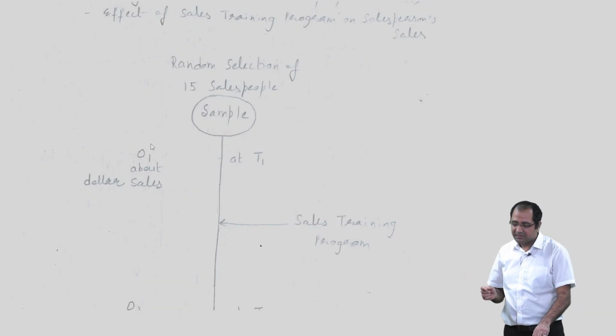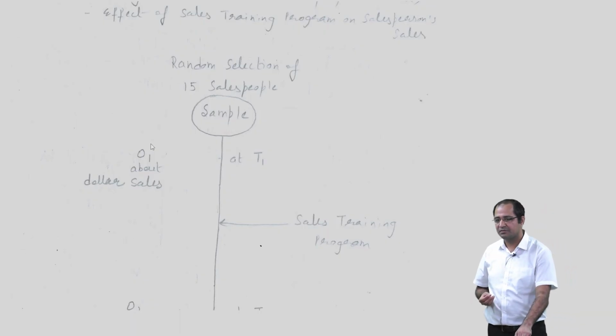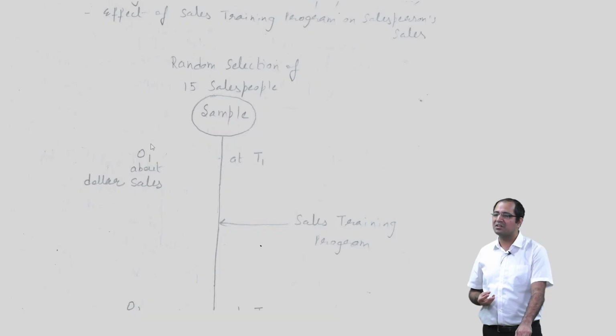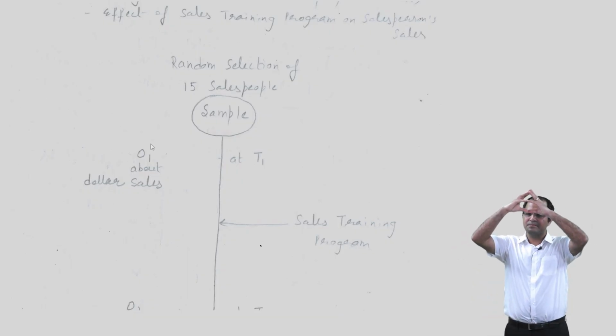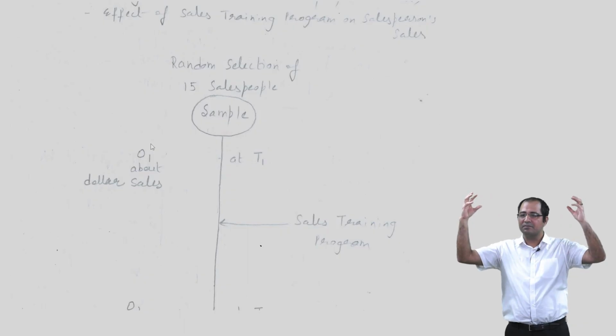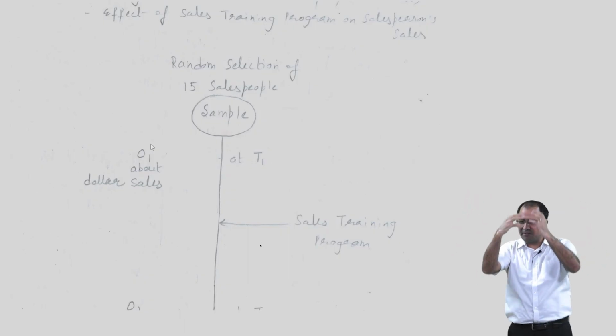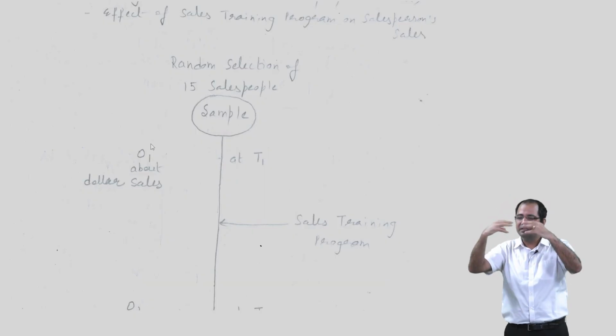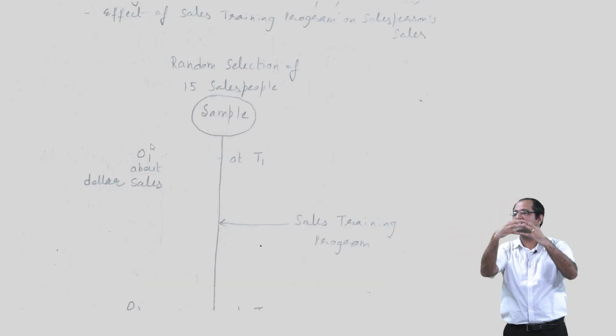Then after taking their reading, after a week, the training program is introduced. These 15 salespeople were made to undergo a sales training program, a week-long sales training program, skill-based and knowledge-based. So the sample is selected randomly, their current performance is noted down, and a training program is given. They were made to undergo a sales training program, which is also called a treatment.